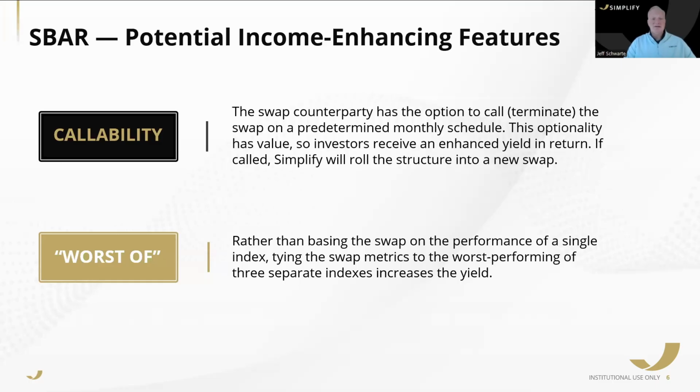And then the second way we're enhancing is through a worst of feature. We look at three underlying reference indices, S&P 500, NASDAQ, and Russell 2000. And we write our contracts over a 1-year time period. At the end of that time period, we look at the worst performing of those positions. If it's below 30% on a price return basis, then that particular contract would participate in the drawdown. If the worst of is down 28%, then we would not participate in the equity drawdown. So callability and worst of are the ways we're enhancing the yield for investors.